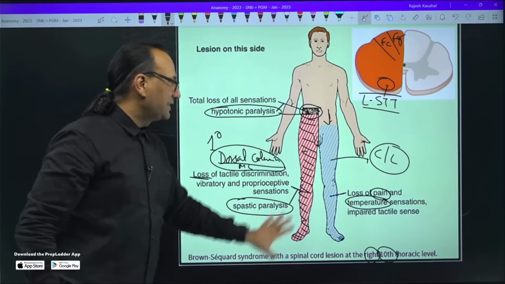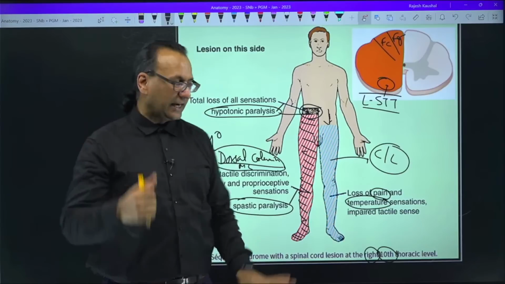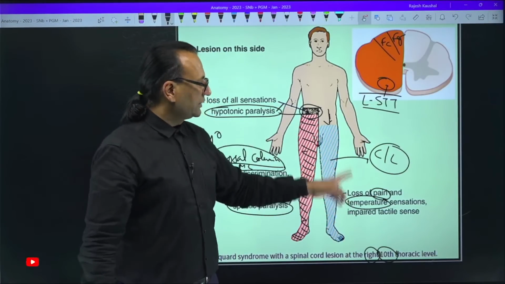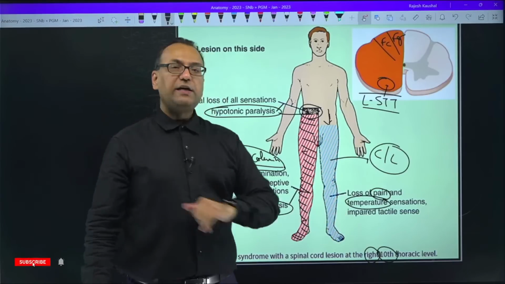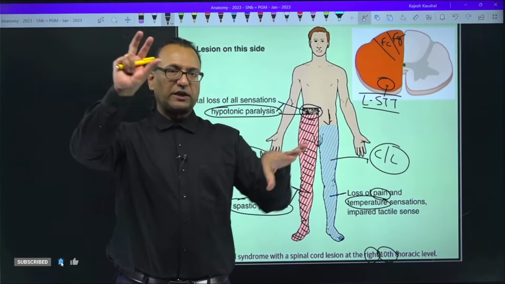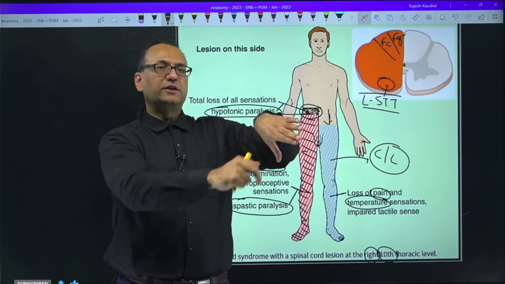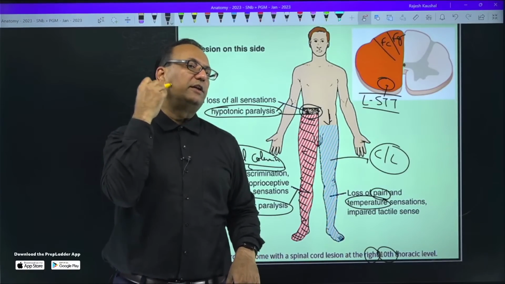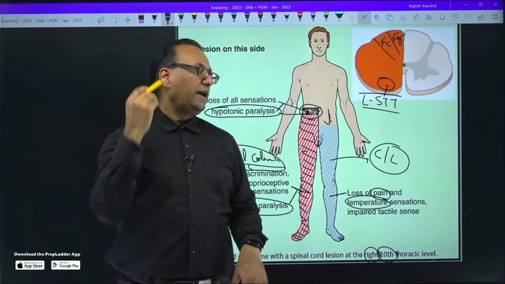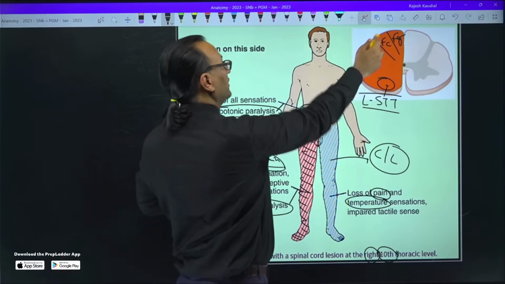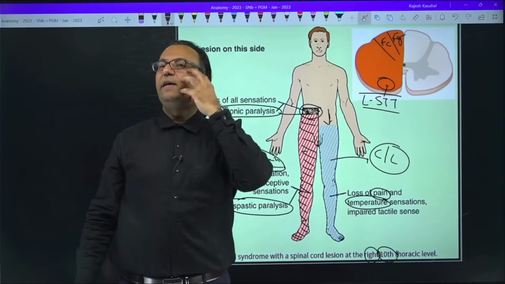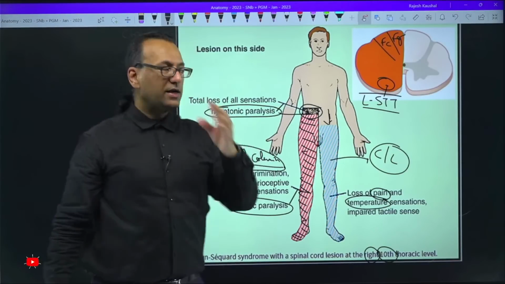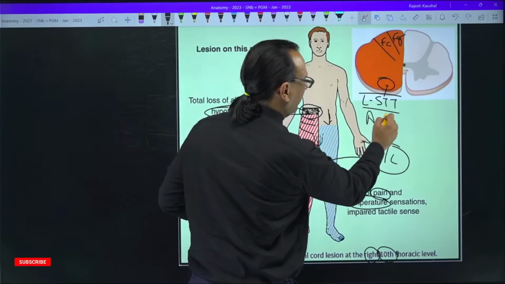So most of these sensations are lost on the same side except pain temperature and crude sensation. The crude sensation is lost on the other side. Crude sensation means touching with cotton. Touching with a pencil tip is fine touch, tactile discrimination. Tactile discrimination is carried by dorsal column, whereas crude sensation, touching a wide area like touching with cotton, that is crude touch. That is carried by anterior spinothalamic tract.